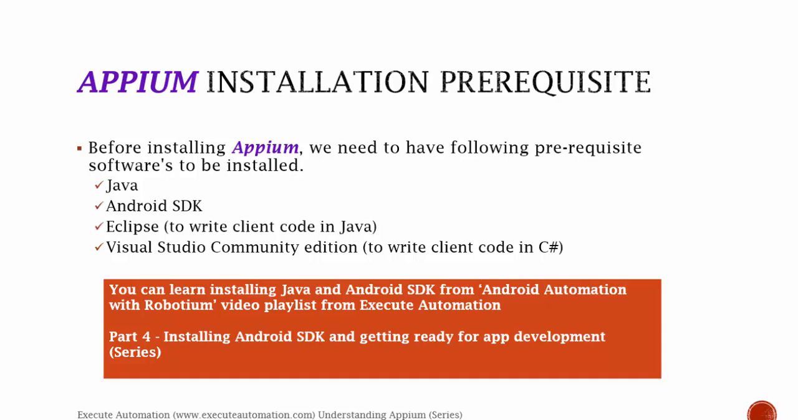So we are going to talk about installing the Appium server in this video. We're also going to discuss downloading the jar files required for Eclipse, and how to create the Appium project in Visual Studio as well. You can learn installing Java and Android SDK from the Android Automation with Robotium playlist on the Execute Automation channel, which is available in part 4, like installing Android SDK and getting ready for app development.